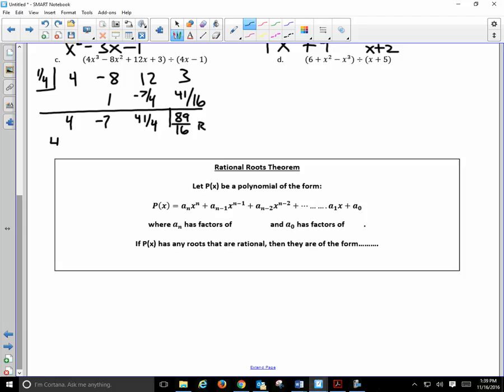So I have 4x squared minus 7x plus 41 over 4 plus 89. If I wrote 89 over 16 over 4x minus 1, would be a complex fraction, wouldn't it? Just the 16 and the 4x minus 1, they just go together down in the denominator. If you were to simplify and multiply by the reciprocal, that's what you would get. So, you try D on your own.